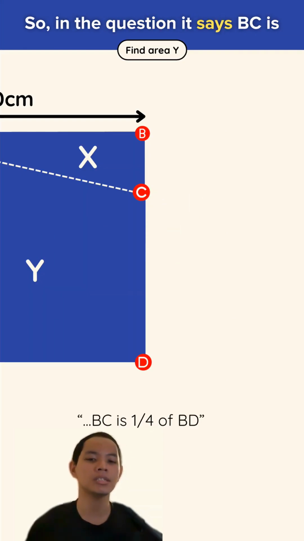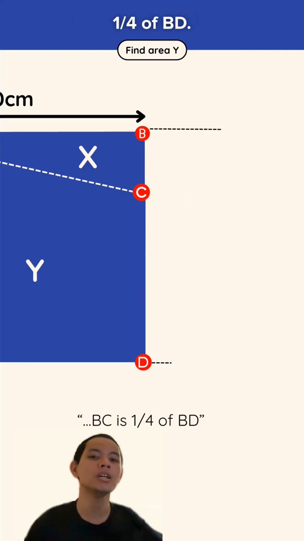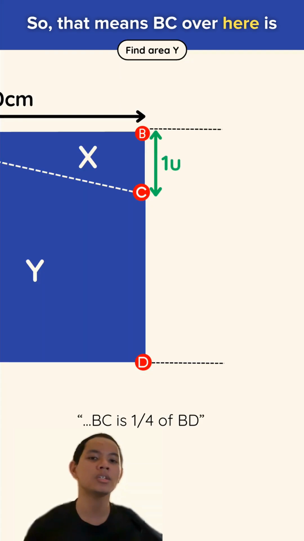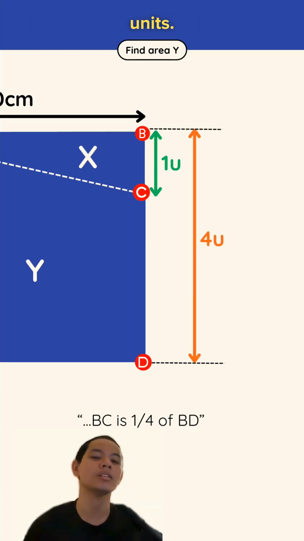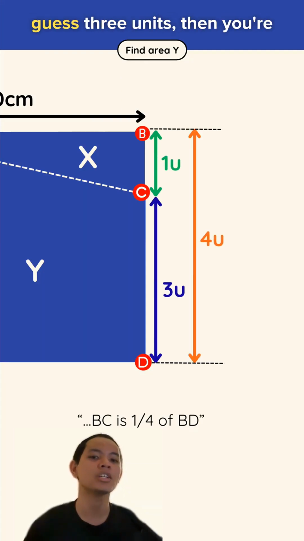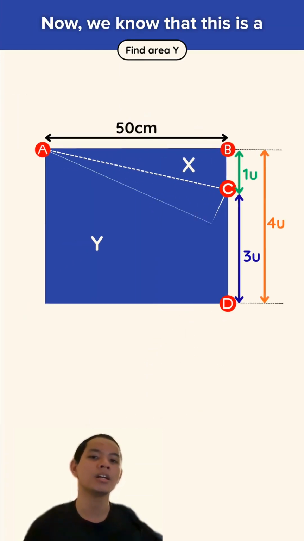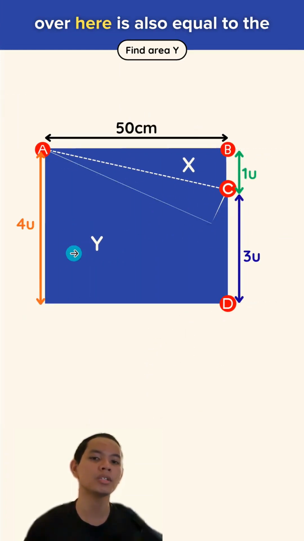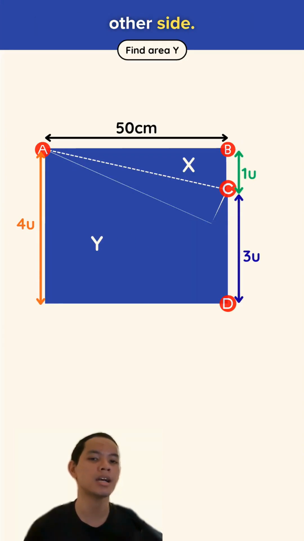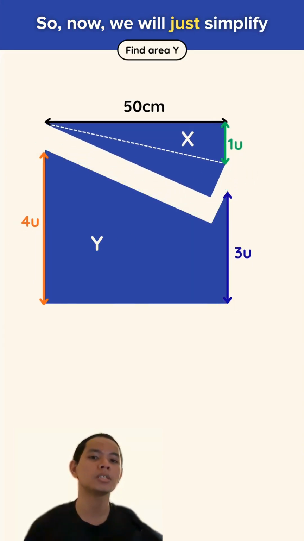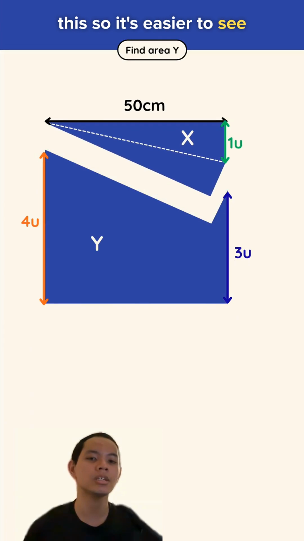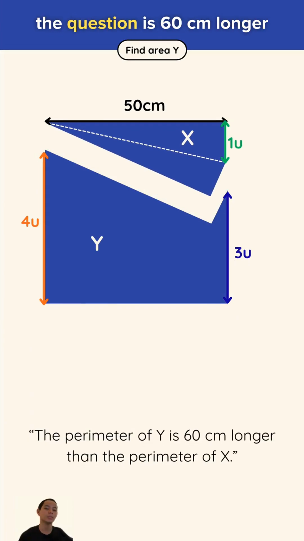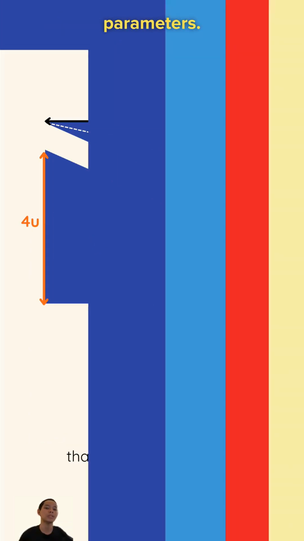So in the question, it says BC is 1/4 of BD. So that means BC over here is 1 unit and BD is 4 units. If you guess what CD is, if you guess 3 units, then you're right. Now we know that this is a rectangle, so this 4 units over here is also equal to the other side. Now we will simplify this so it's easier to see. The perimeter of Y from the question is 60 centimeters longer than the perimeter of X, so we are looking for the perimeters.